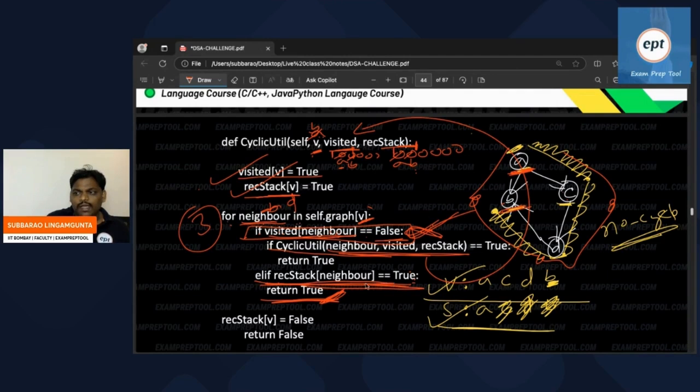Now check the stack: is he there in the stack? Already visited, is he there in the stack? If he is there in the stack and already visited, then cycle. Suppose already visited, but he is not there in the stack. Then you will come here. So what is the answer? This is going to be false. That is the indication that it is false. Return false, meaning cycle does not exist.